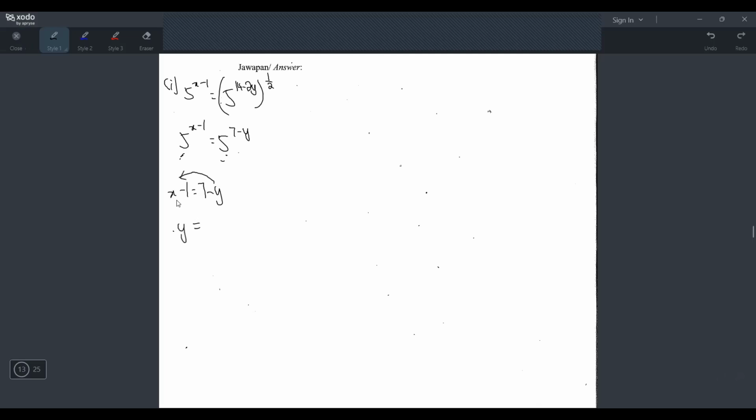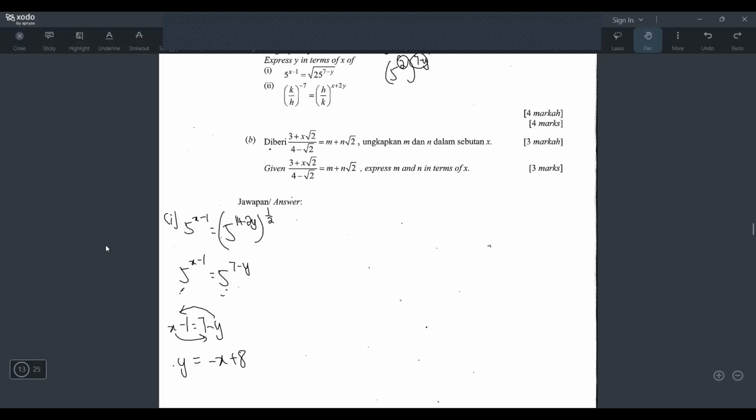So y will be on here. And then the x I will move here, becoming negative x. Negative 1 also moves here, becoming plus 1. So 7 plus 1, positive 8. So the answer is y equals negative x plus 8, right? Or you can write 8 minus x, it is the same thing. Okay, all right. Now we continue with the second question.